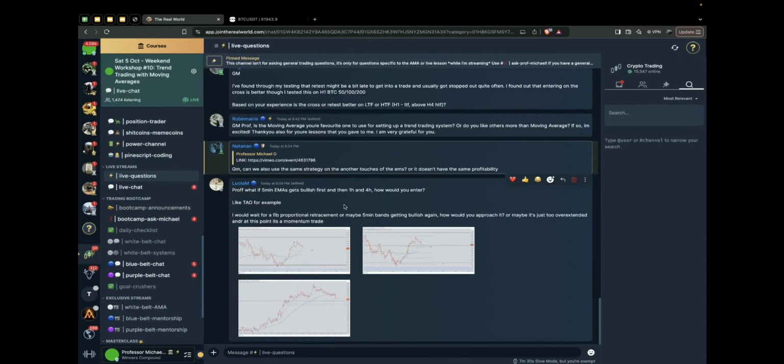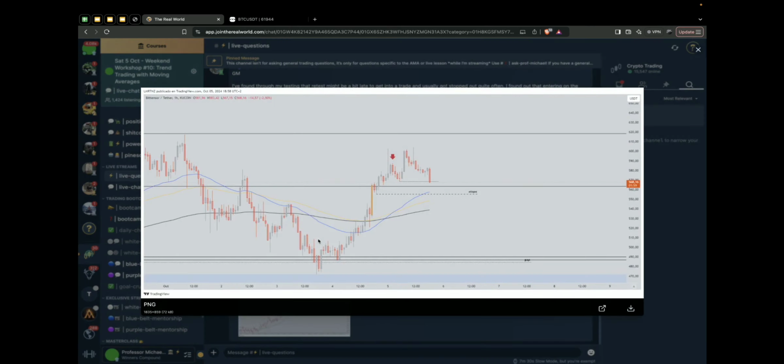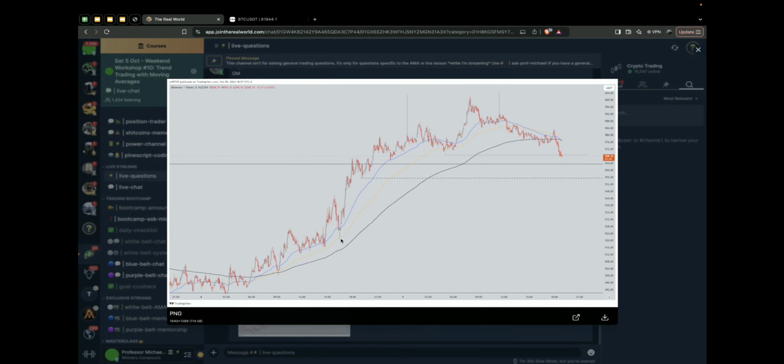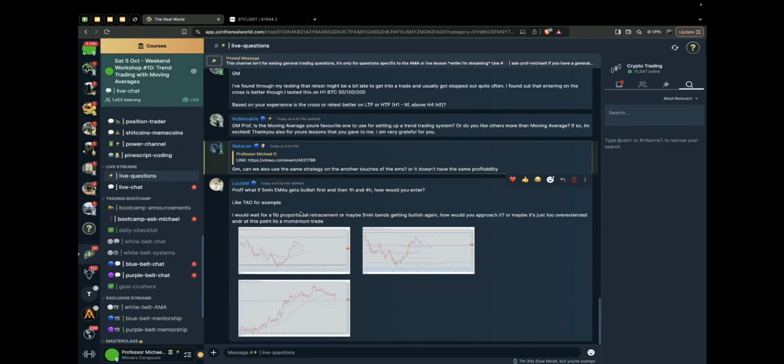Lucio, what if 5 minute EMAs get bullish first, then 1 hour and 4 hour? Like Thai, for example, wait for retracement. So the 1 hour, I don't know which ones these are. I would wait for a fib retracement, maybe the 5 minute bands get bullish, can approach it, may still overextend at this point, momentum trade. If you mean the 5 minute is bullish, but the 1 hour and 4 hour are bearish, that's not a reason to enter, right? Because your low time frame is bullish, but the high time frames are not.